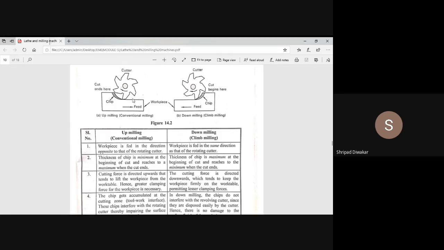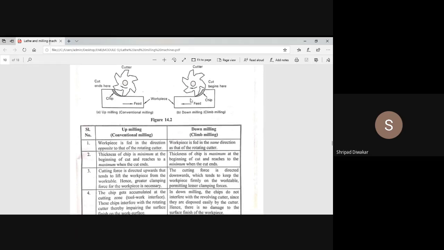So this is the third difference. First difference is the direction of cutter and workpiece. Second difference is in terms of chip thickness, and third difference is in terms of clamping force. A large amount of force is required for up milling. Here a small amount of clamping force is required in case of down milling.